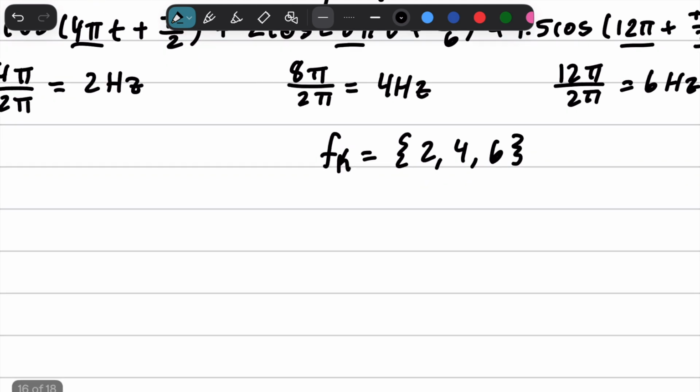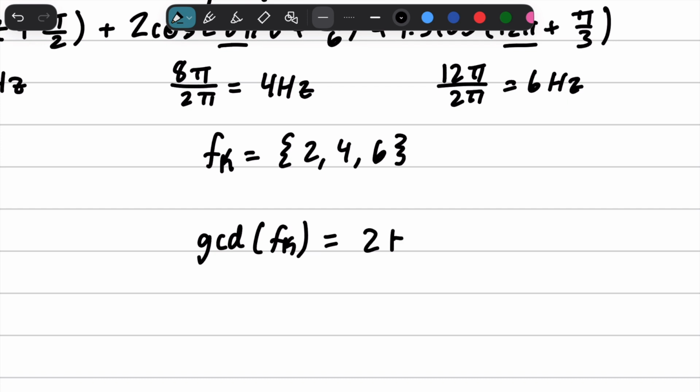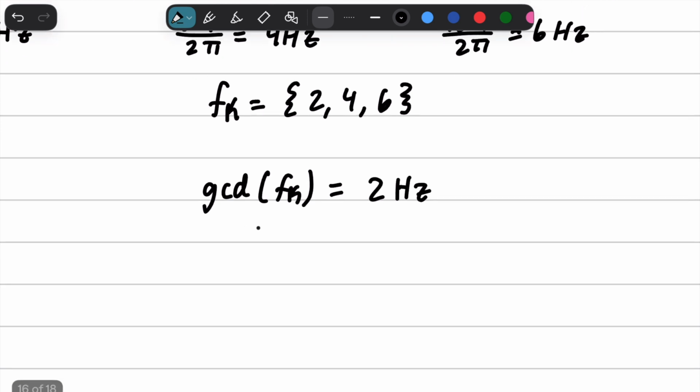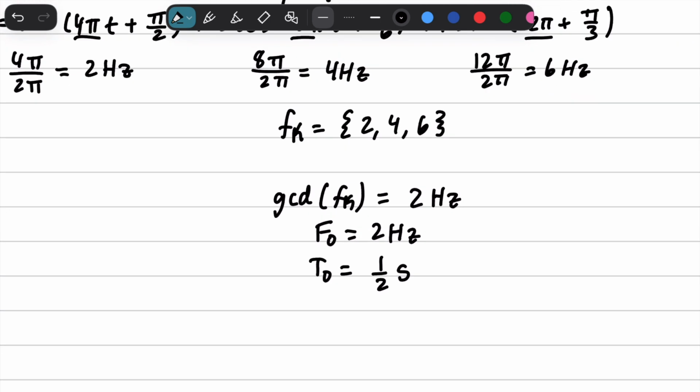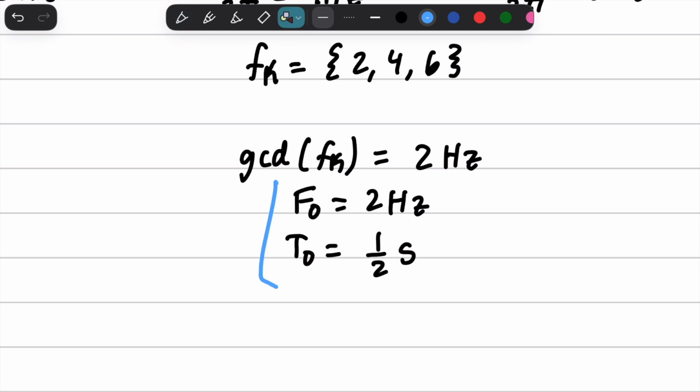And then we just simply take the GCD of this. And it's very obvious in this example. It's just 2 hertz. And so f naught is just equal to 2 hertz. And T naught is equal to 1/2 seconds. So every 0.5 seconds, the pattern repeats itself, okay? And so these are the answers.